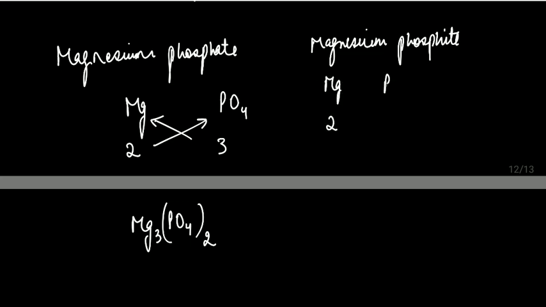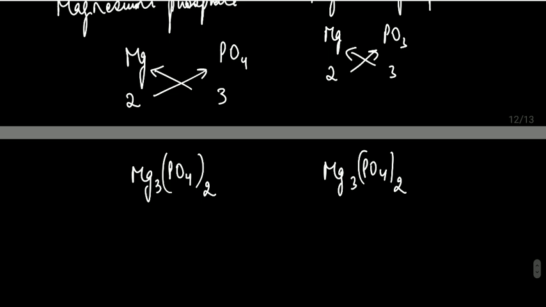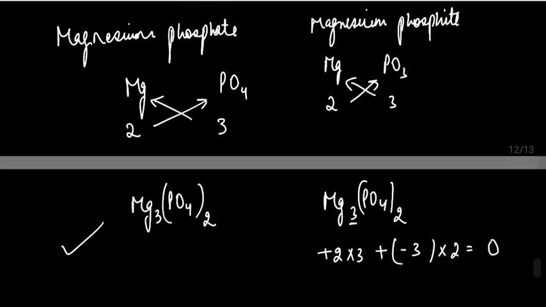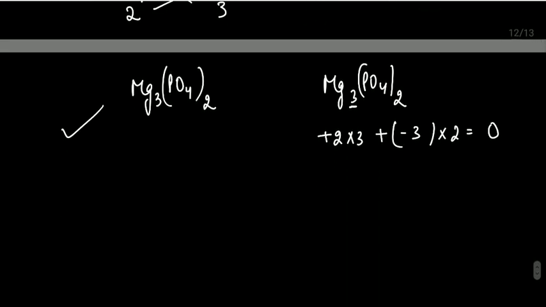Mg is 2, phosphite is PO3. So Mg3 PO4 twice. The total charge is still the same. It's plus 2 into the number of atoms 3, plus phosphate is minus 3. One phosphate radical is minus 3 into the number of atoms. This will be 0. Plus 6 minus 6 will be 0. Same over here also. So there can be multiple examples for these compounds.